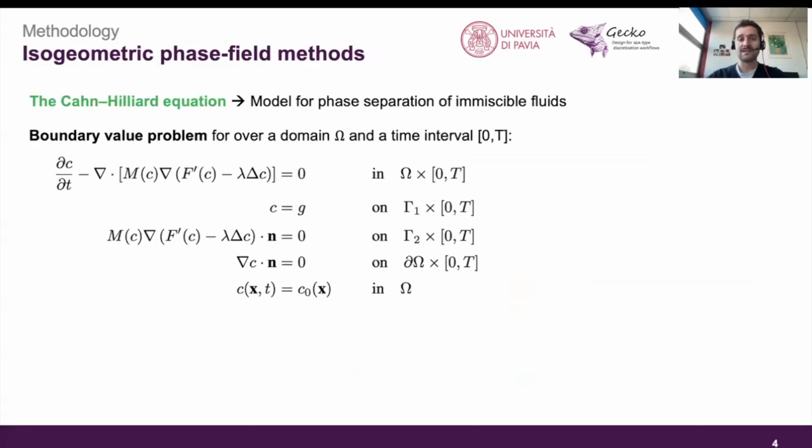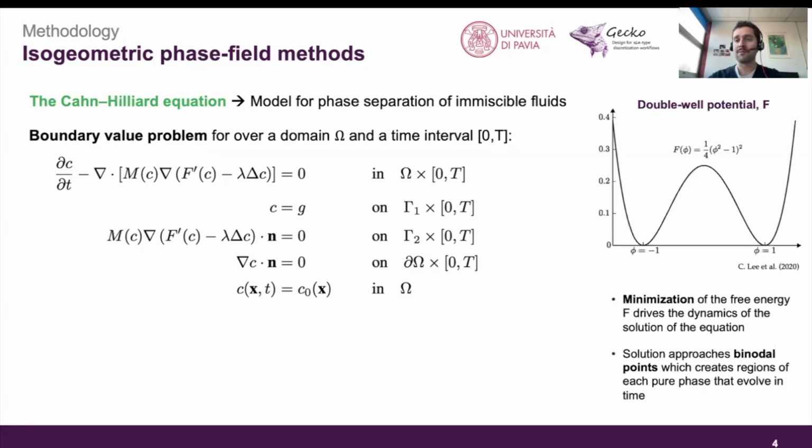A few words on the Cahn-Hilliard equation. This equation basically models the phase separation of immiscible fluids, and the strong form of the equation is obtained by applying mass conservation on a mass flux. This results in a time-dependent fourth-order PDE with a set of boundary conditions and an initial condition on the solution field C.